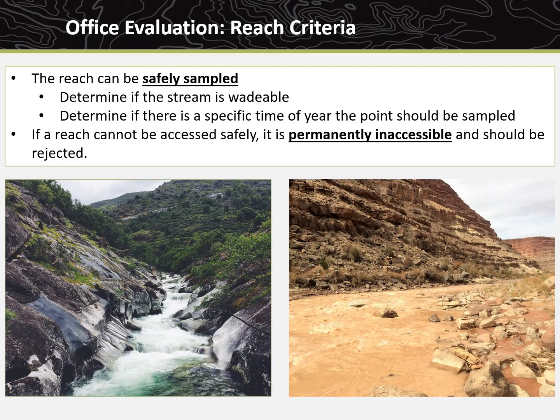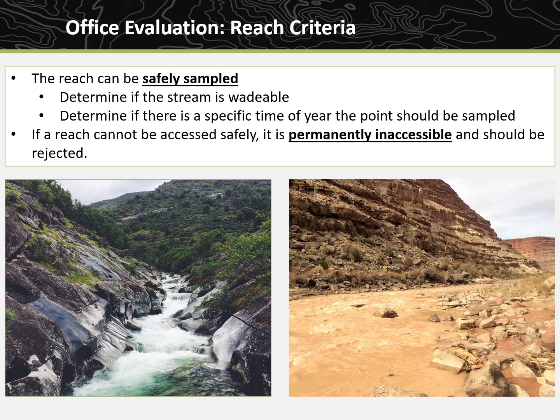Finally, it should be determined if the reach can be safely sampled. For example, it should be determined if the stream is wadable or if there is a specific time of year that a stream should be sampled to avoid high flows or avoid the stream going dry later in the season. USGS flow gauges and local knowledge from those that work in the field office may be useful resources when determining if and when a stream can be sampled. If a reach cannot be sampled safely now or into the future, it is permanently inaccessible and should be rejected.